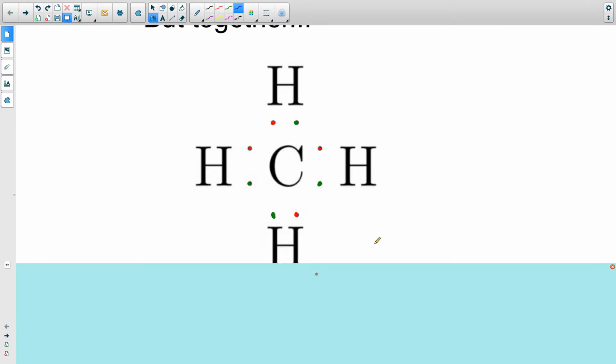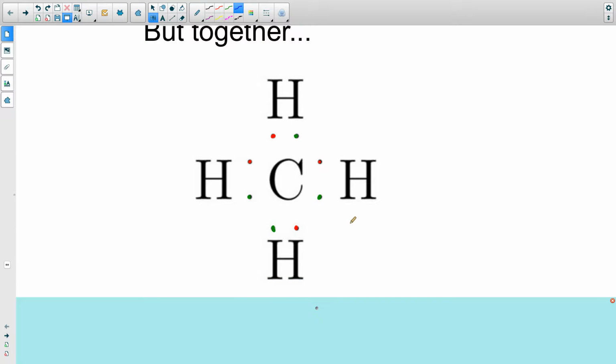Okay, so in this diagram, we are showing how carbon and hydrogen can bond together to make CH4, which, as we said earlier, is methane. So if the red electrons are hydrogen's here, then we can see how hydrogen can share its red electrons with carbon. And if the green electrons are carbon's electrons, we see how carbon can share each of its 4 electrons with these 4 hydrogens. All right.